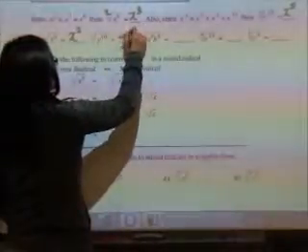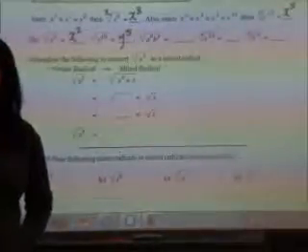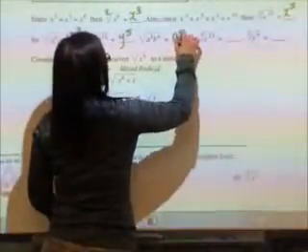So if I wanted to take the square root of x to the power of 4, what would I get? X to the power 2. If I wanted to take the square root of y to the power of 10, what would I get? Y to the power of 5. Thanks, Connor. If I wanted to take a to the power of 8, b to the power of 6, and take the square root of that, a to the power of 4 and b to the power of 3.